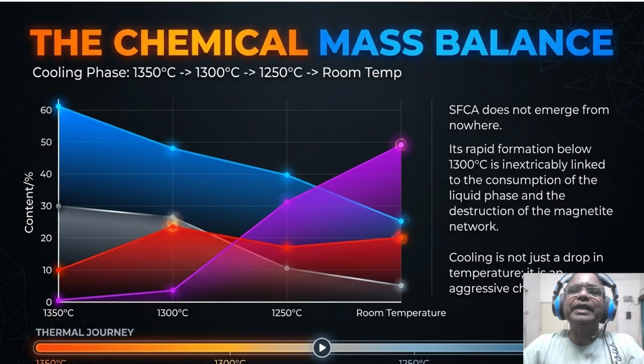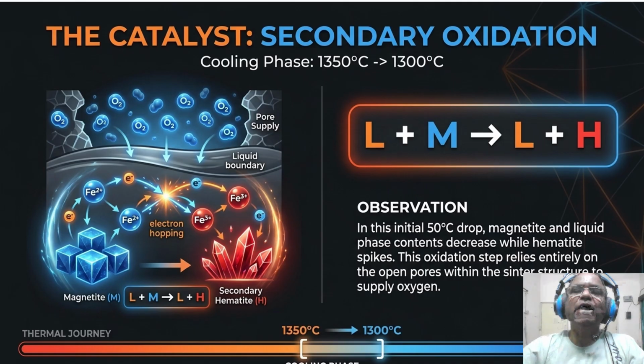Coming to the catalyst, that is the secondary oxidation, between 1350 and 1300 degrees centigrade. Secondary oxidation occurs via the reaction liquid plus magnetite giving liquid plus hematite. This process relies on electron hopping at the liquid boundary and is fueled by oxygen supplied through the open pores within the sinter structure, leading to a spike in hematite content.